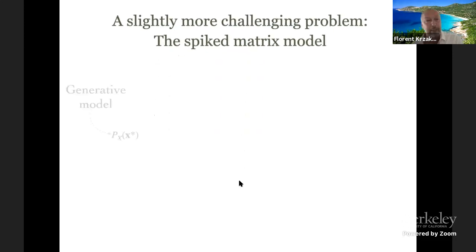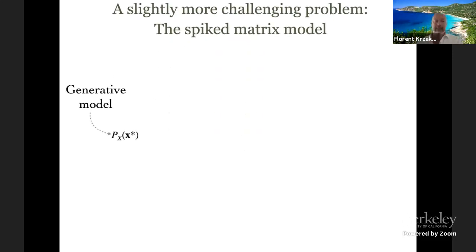So what is the spike matrix model? So here it is. Let's say that you have a generative model. You have a distribution for a vector x star. You sample x star from it. Let's say that x star is a vector in n dimensions. So for instance, it can be on the sphere, it can be IID Gaussian, or each of its components can be Rademacher, whatever.